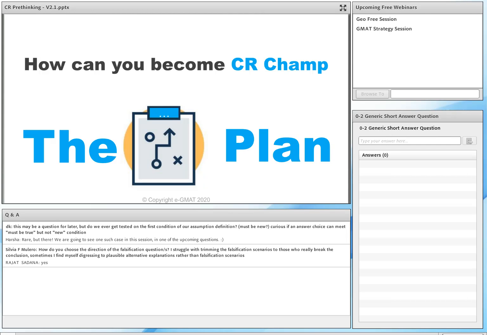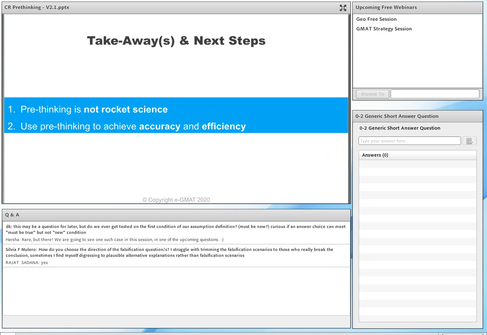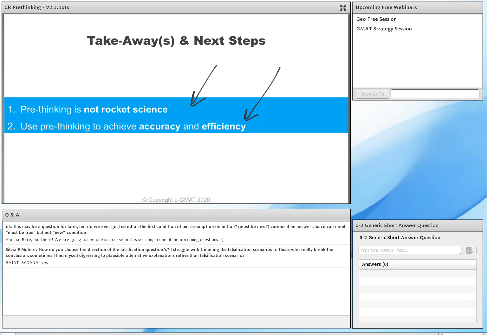Okay. So where do you go next from here? One thing is, this isn't rocket science. This is something that can help you be more accurate. This can help you save time. Why? Because with this, you're not going to spend time going back and forth between answer choices. Okay. Does the GMAT not penalize you if you take longer to answer?